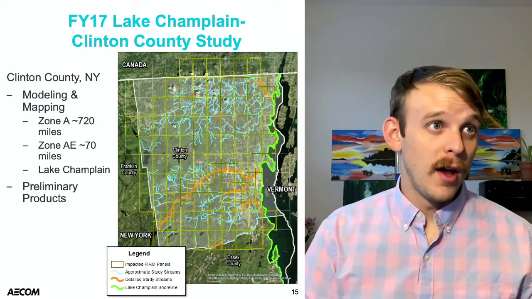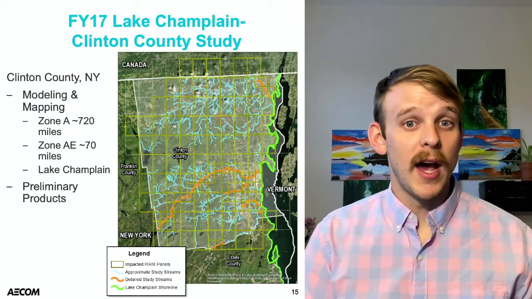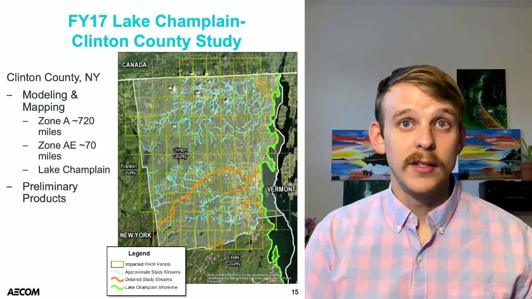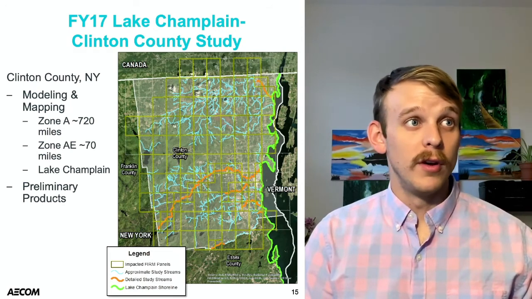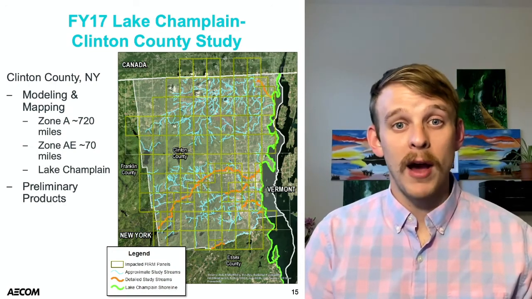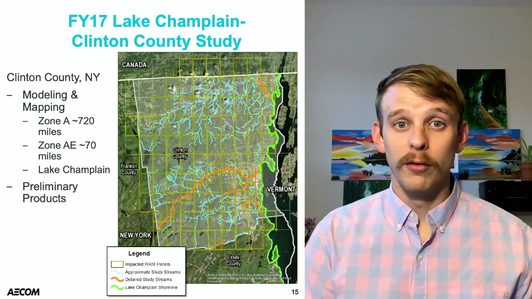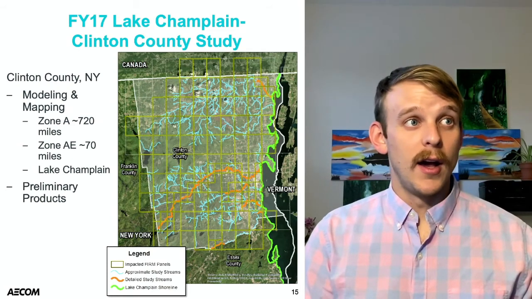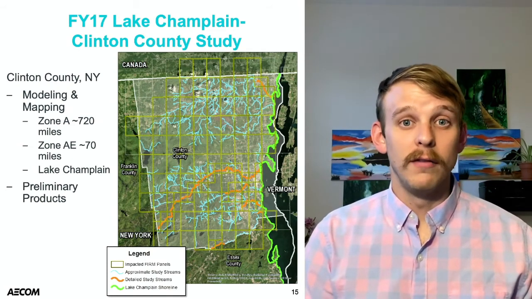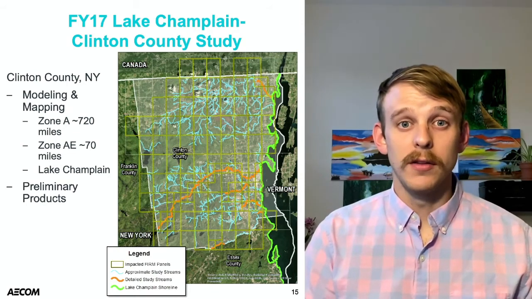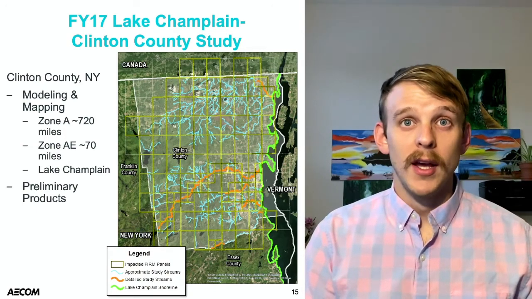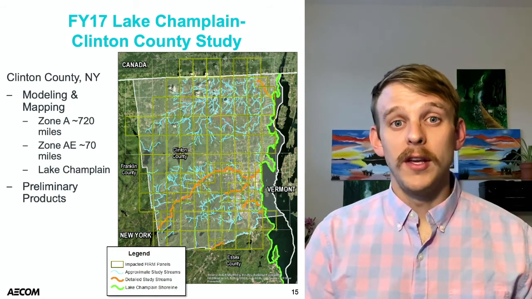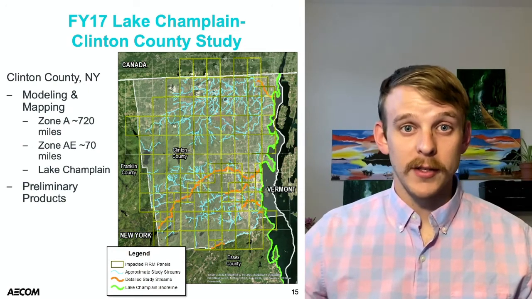You can see in this figure where Clinton County is in New York, the top right corner of the state, or northeast. And what was looked at for the study was we remodeled and mapped over 720 miles of Zone A approximate riverine mileage, and updated over 70 miles of detailed stream line. The resulting preliminary products consisted of updated flood insurance rate maps, updated flood insurance study reports, and FIRM databases.